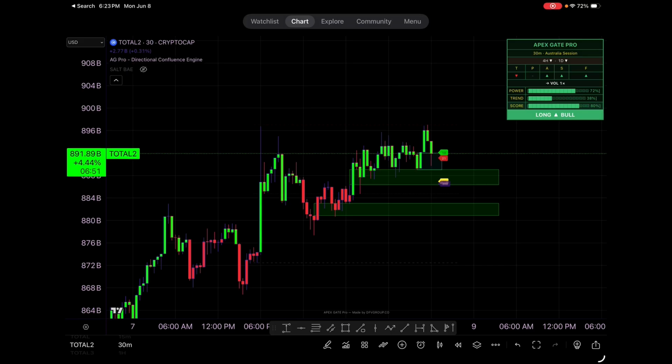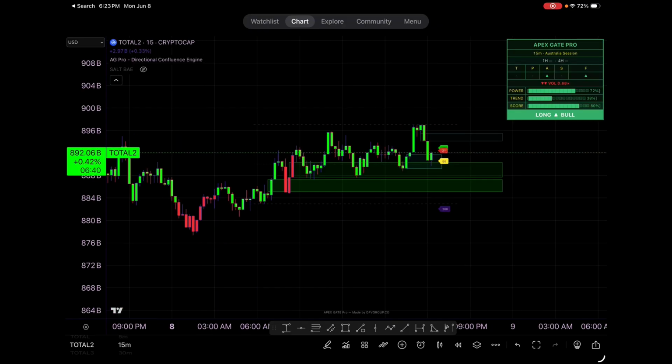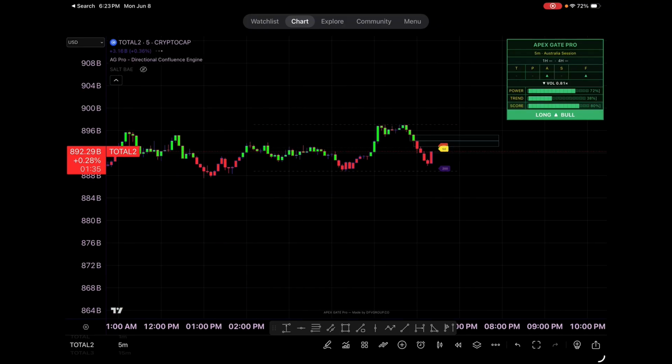So as you see, when things are rising on the total 2, that means that there's more power being placed into the altcoins. So let's scroll down to the 15. And as you see, this started probably like 30 minutes ago, because now as we scroll down further and further, we're getting more of an indication of a long potential. So that means that there's going to be more market play to the altcoins at the moment.